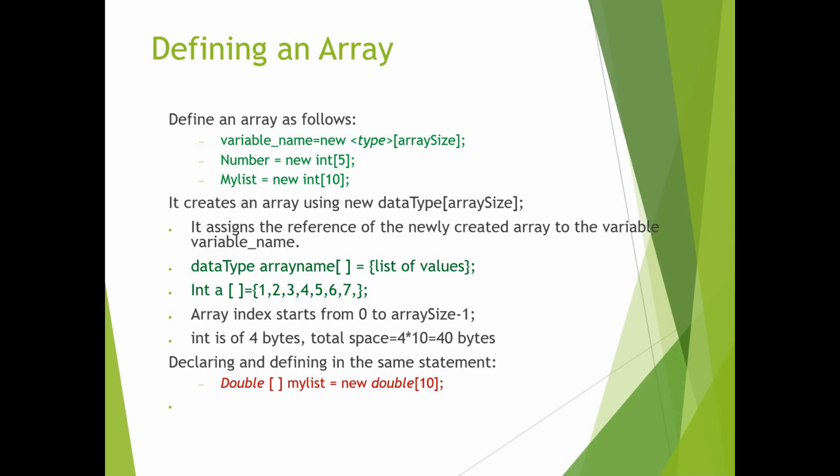So how to define an array? Data type, array name, and the list of the values. Here we have int a[] with numbers. An array starts with 0 and ends with array size minus 1. So we have 40 bytes of array here. The second one is 10 times 4, which is 40. The same thing we can do for double. The name of the array is myList.